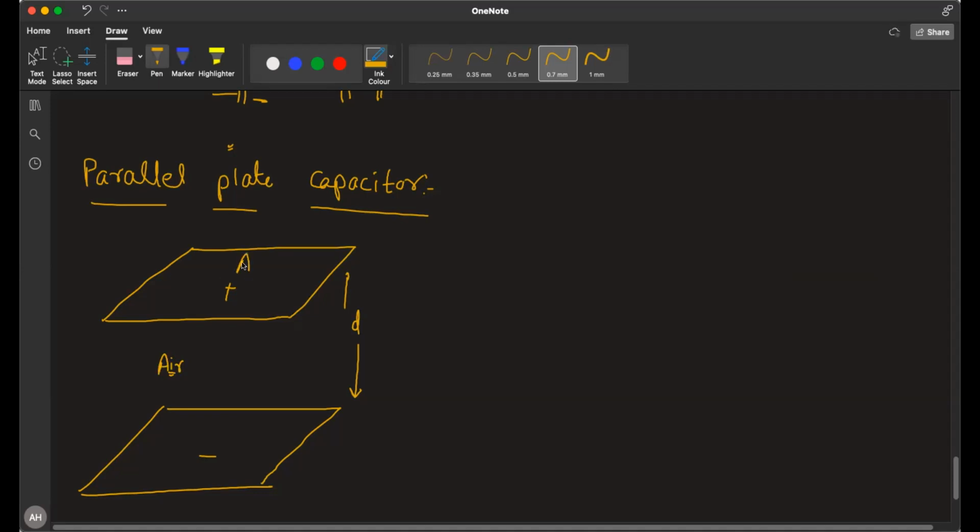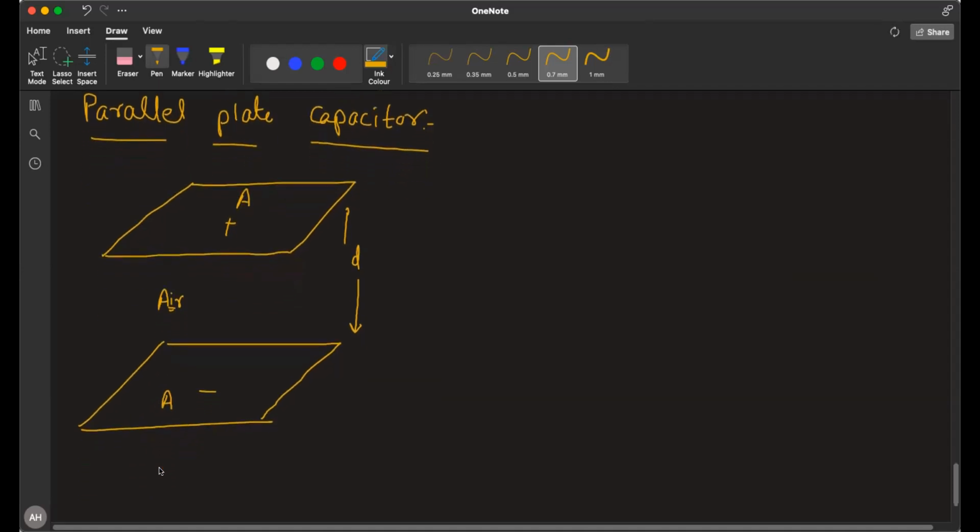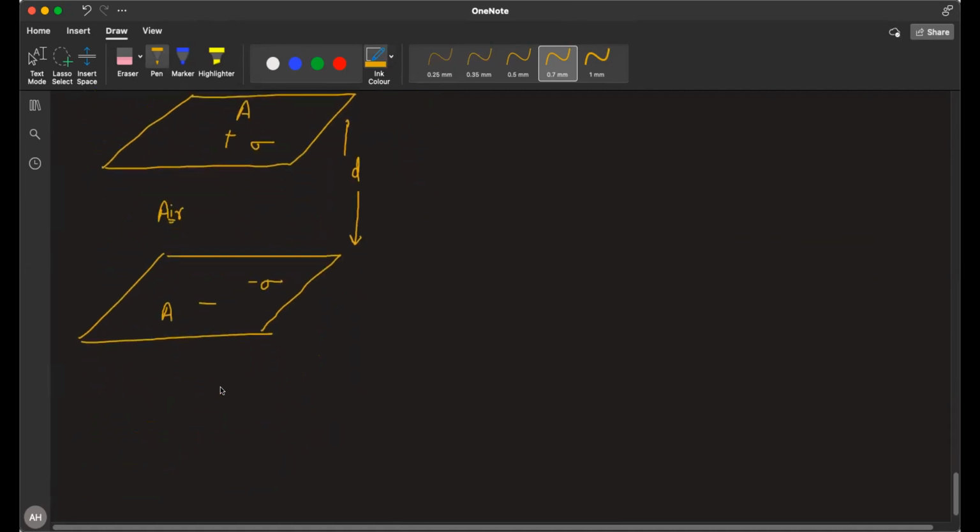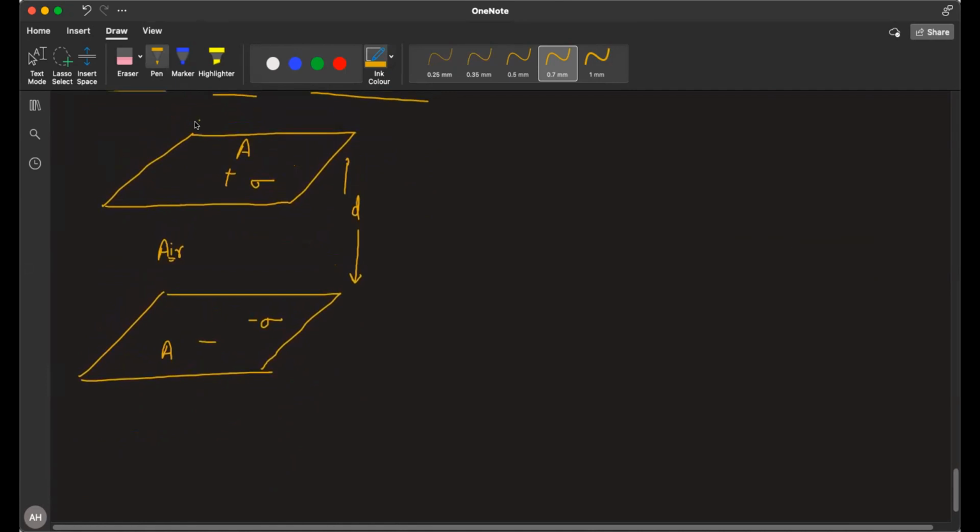The area of the plate is A. The area of the lower plate is also A. You're supposed to calculate the capacitance of the system. The surface charge density of this plate is plus sigma. The surface charge density of this plate is minus sigma. I need the capacitance of the system. So to calculate capacitance, we will first calculate the electric field between the plates. If I say that this is rectangular, its length is L, its breadth is B, then what will be the value of area? Length into breadth, and area will be L into B.